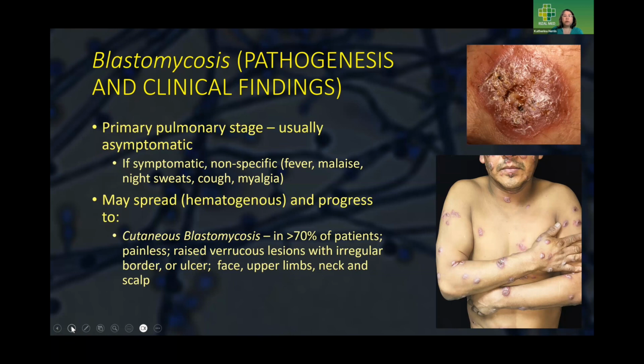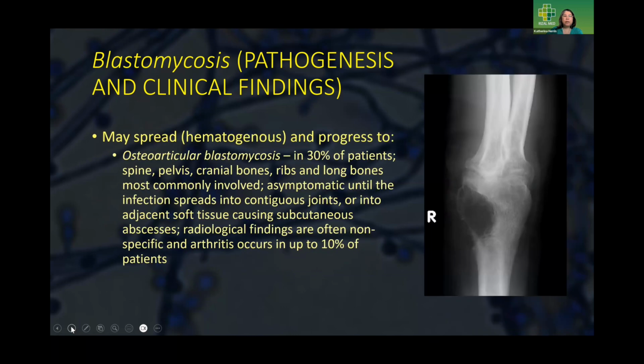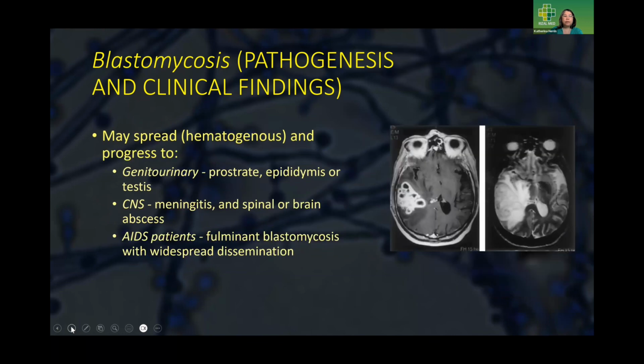When dissemination occurs, skin lesions on exposed surfaces are most common, seen as raised, ulcerated, verrucous granulomas with advancing border and central scarring, which can evolve to ulcers. Blastomycosis can involve the bones, genitourinary tract, and CNS.